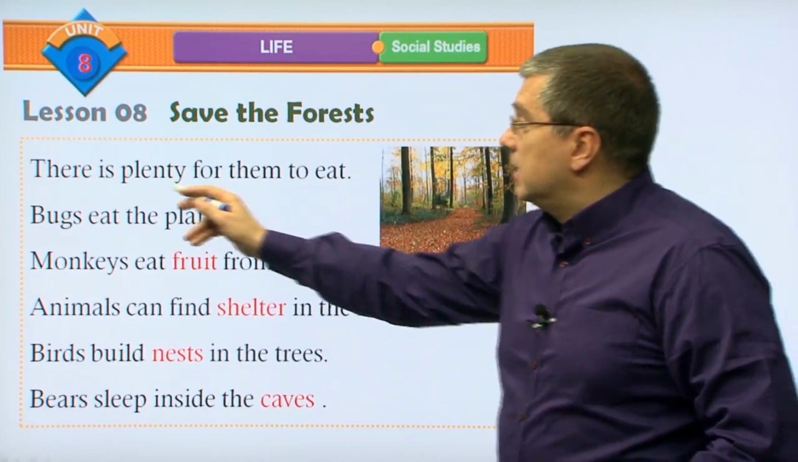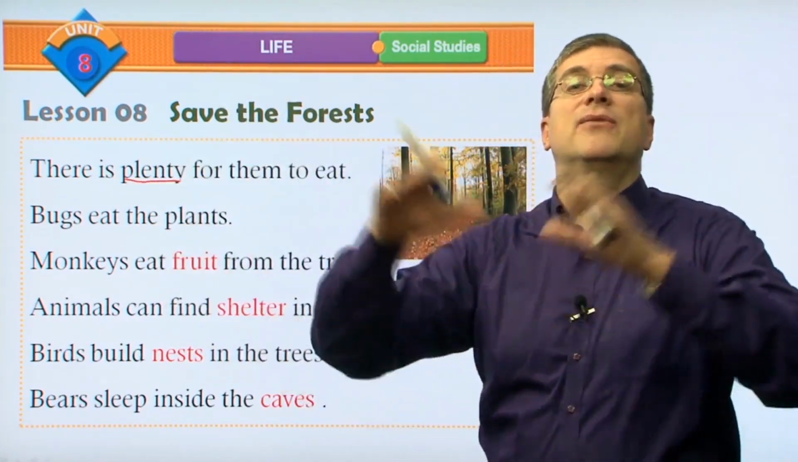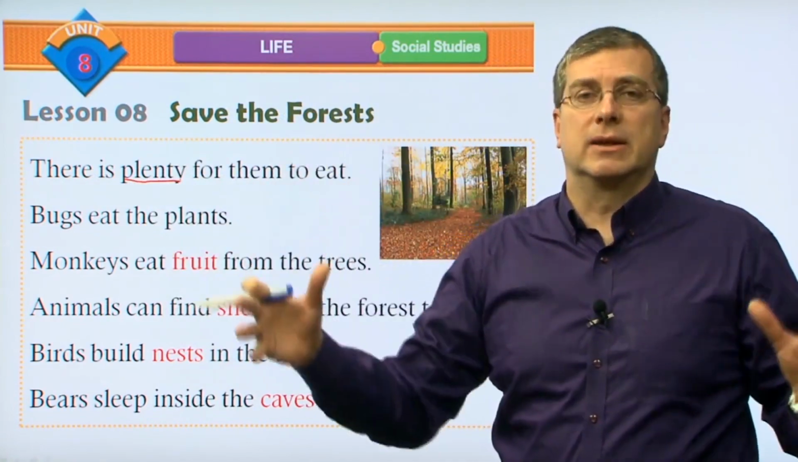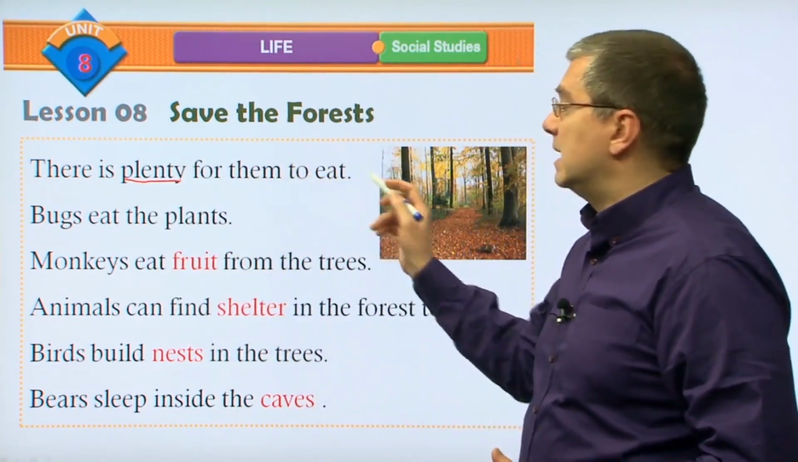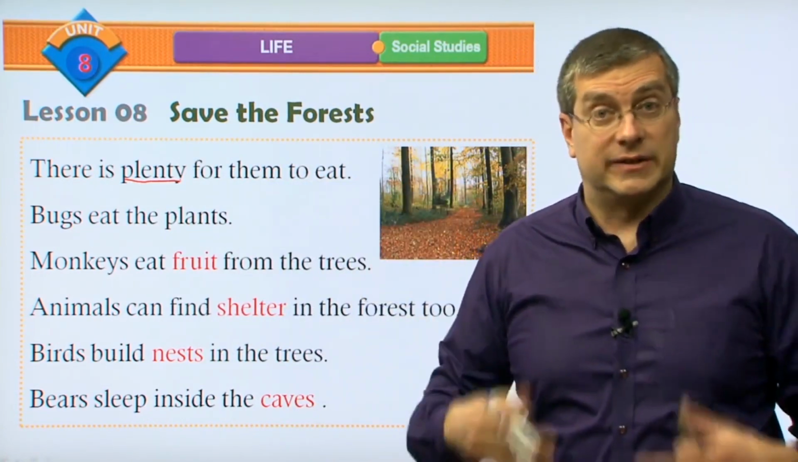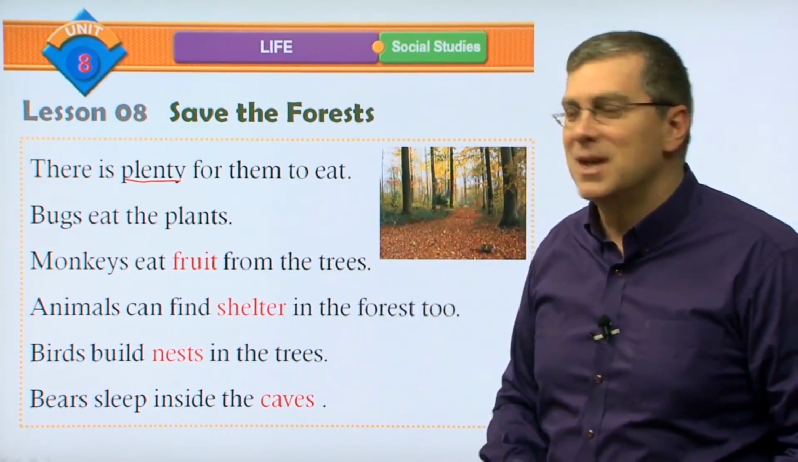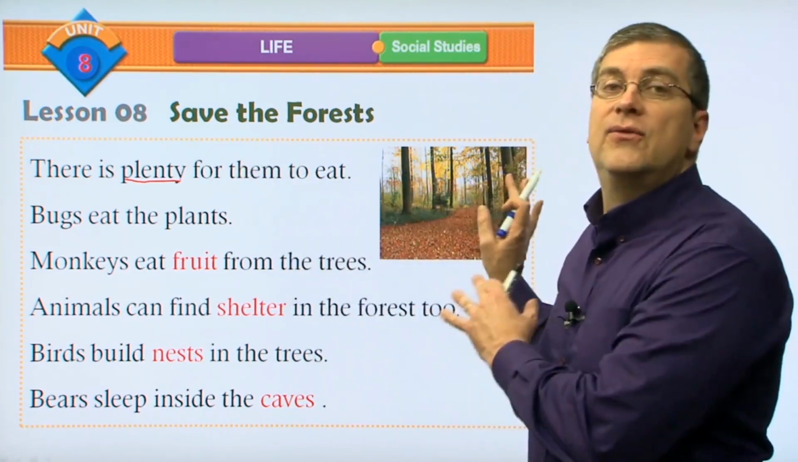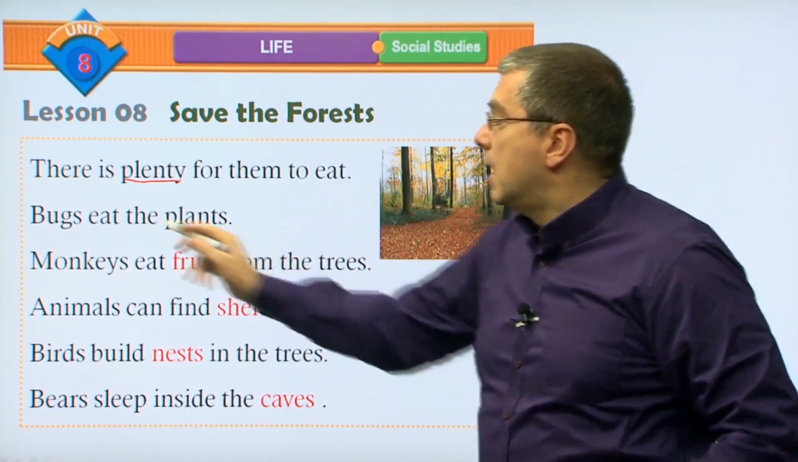There is plenty, like I said, there is plenty. Plenty means a lot of things, many things. There is plenty for them to eat. Animals will eat the leaves, they'll eat the fruit. Some animals will even eat the wood in the trees, right? So there is a lot of food for animals to eat in the forest.